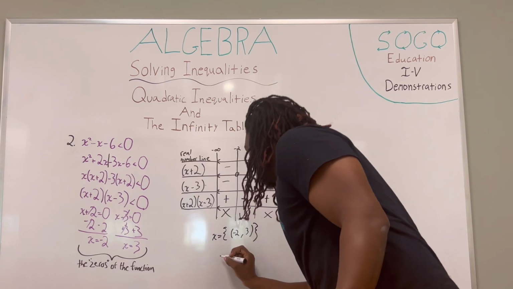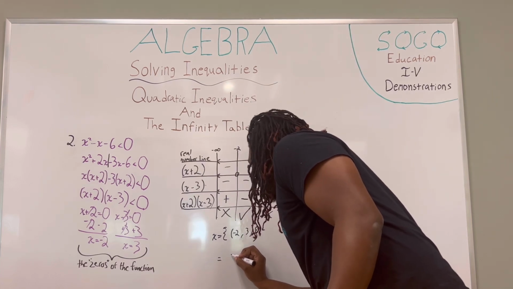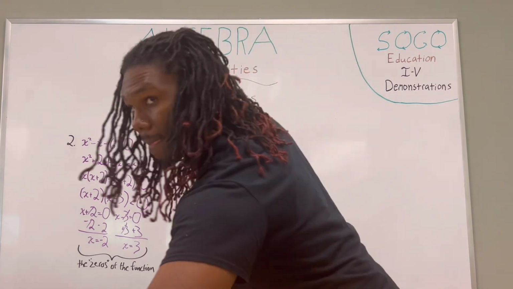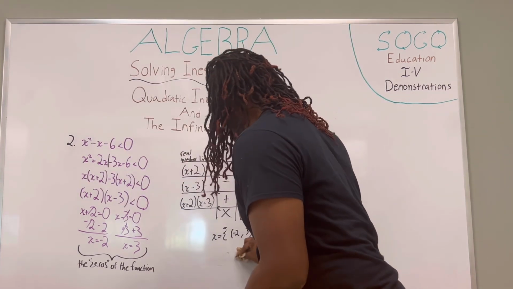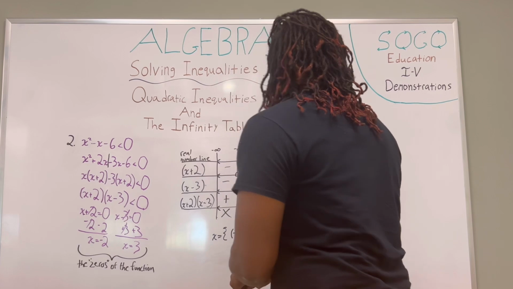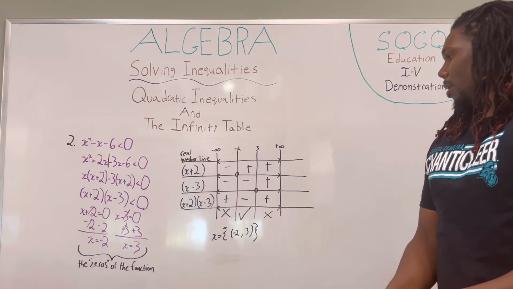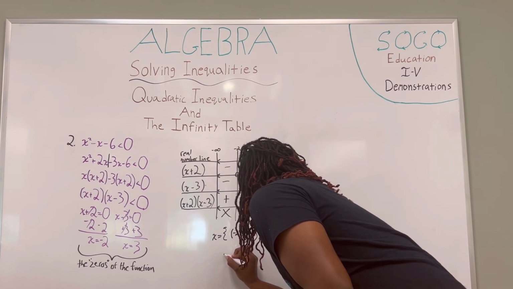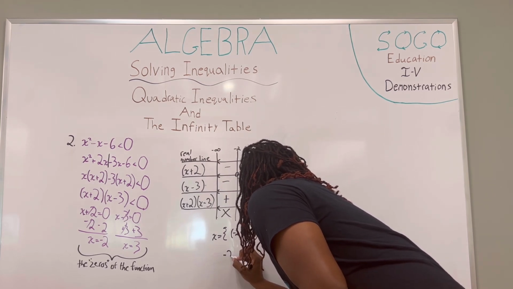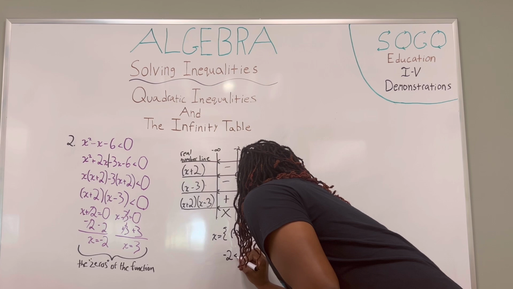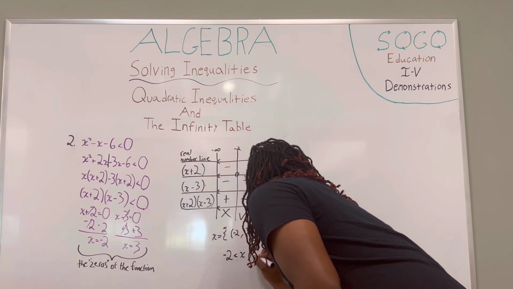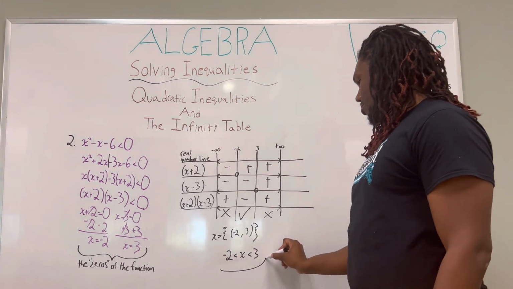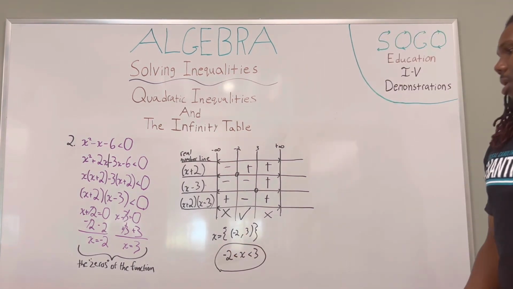So at this point, technically we're done. We got our answer. However, again, your teacher or professor might want it written in a different version with the inequality signs in it, as opposed to the set version of it. So our set is the same as saying -2 is less than x and x is less than 3. And that's our other way of writing our solution.